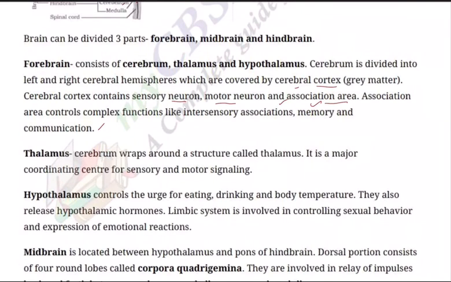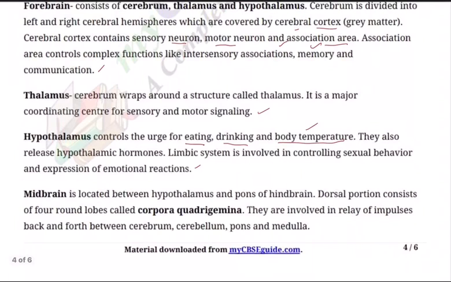Thalamus: the cerebrum wraps around a structure called the thalamus. It is the major coordinating center for sensory and motor signaling. The hypothalamus controls the urge for eating. Nowadays doctors are trying to understand why somebody is becoming very fat, why somebody cannot control eating, drinking, and body temperature. They also release hypothalamic hormones. The limbic system is involved in controlling sexual behavior and expression of emotional reaction. That's how the hypothalamus is very, very important.